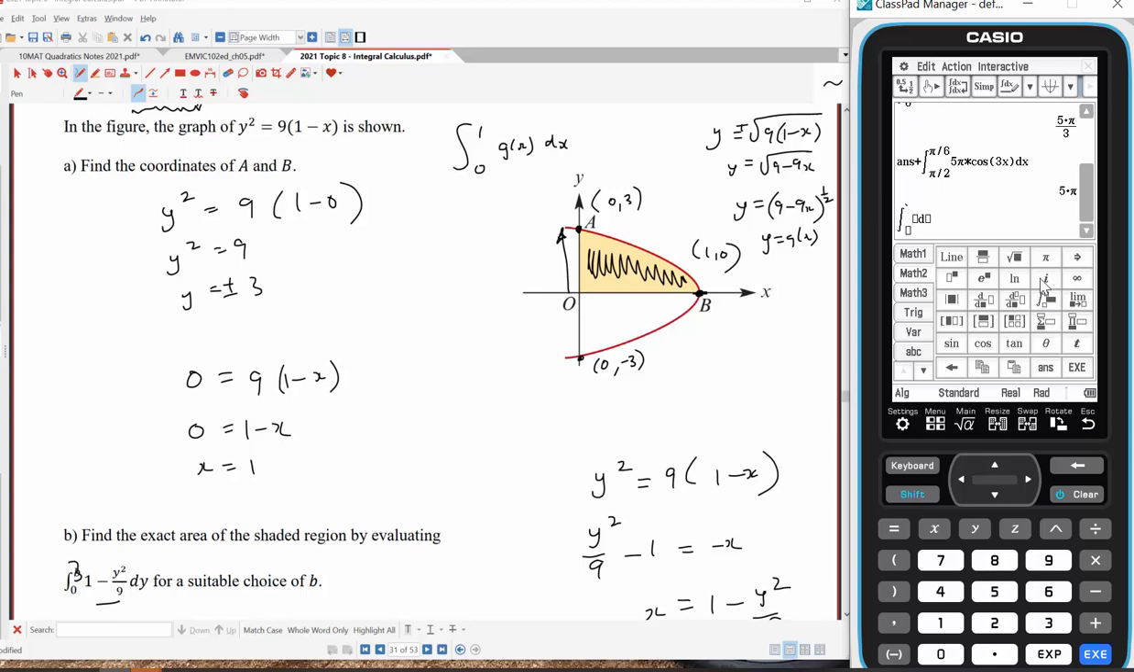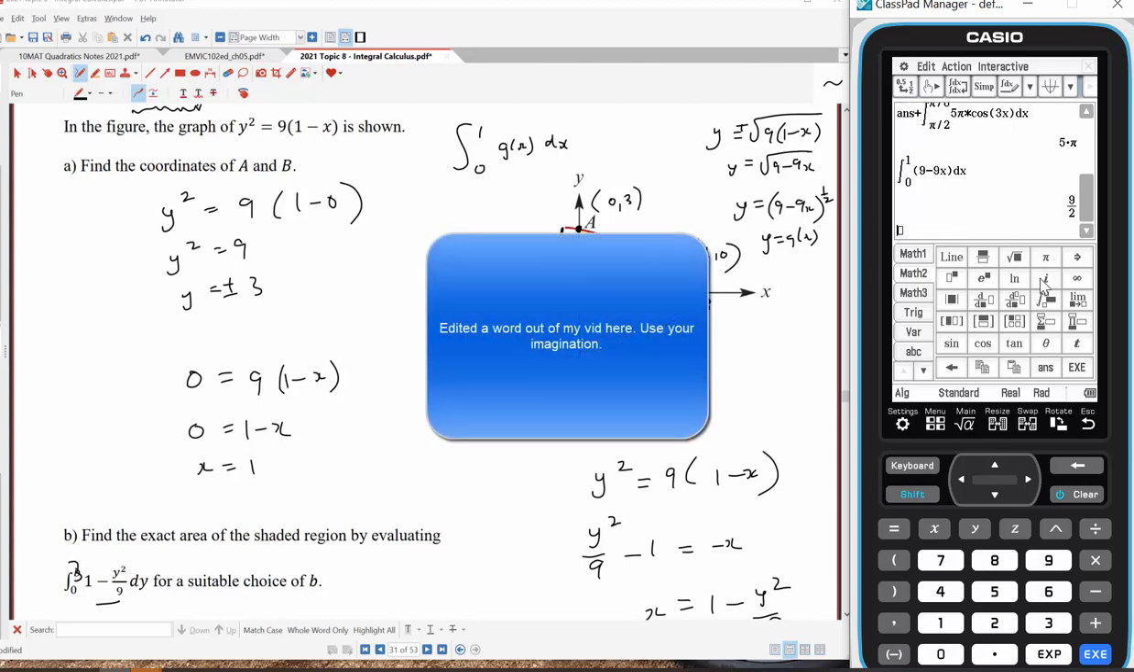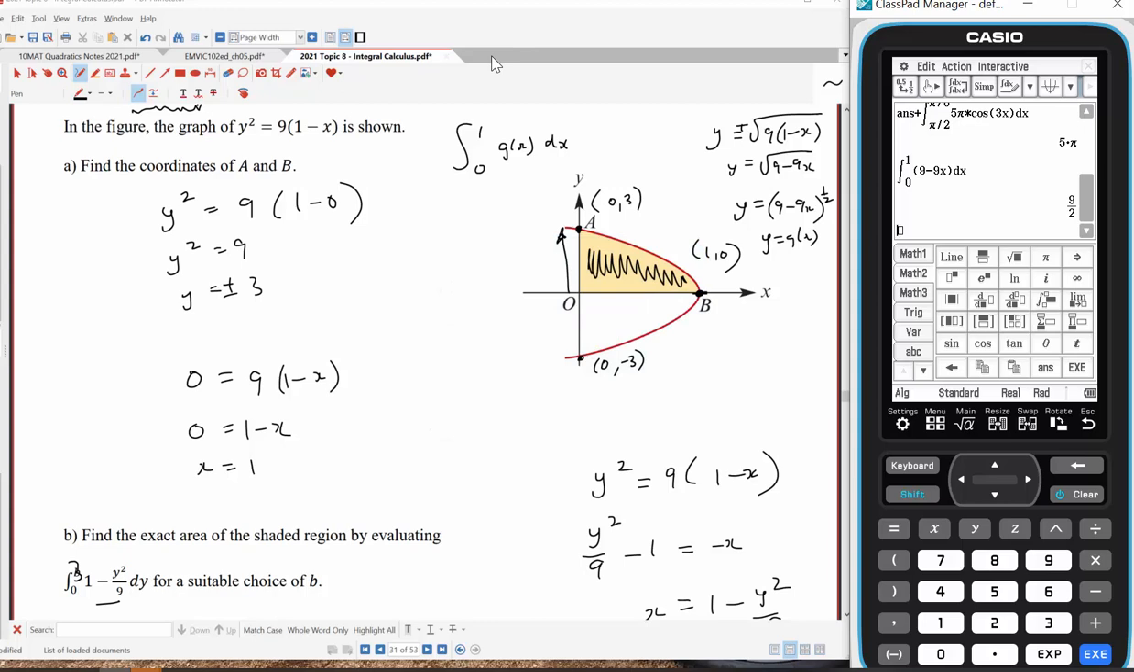So we're going to go 1 and 0. g of x is 9 take away 9x, dx, to the half, you bonehead. 2. Okay, there you go. So we got exactly the same answer. All right, so there it is.